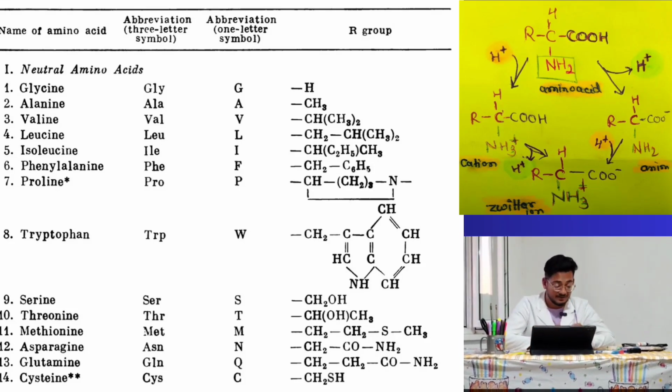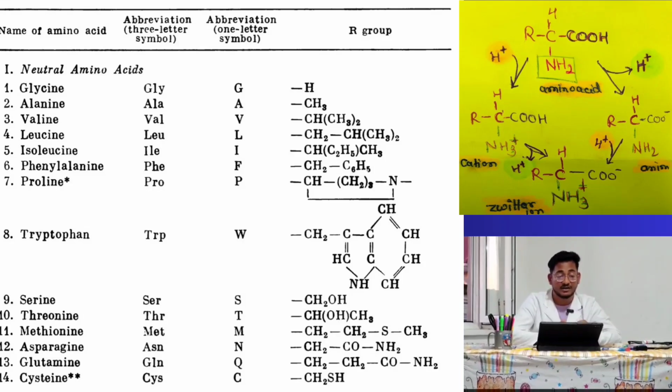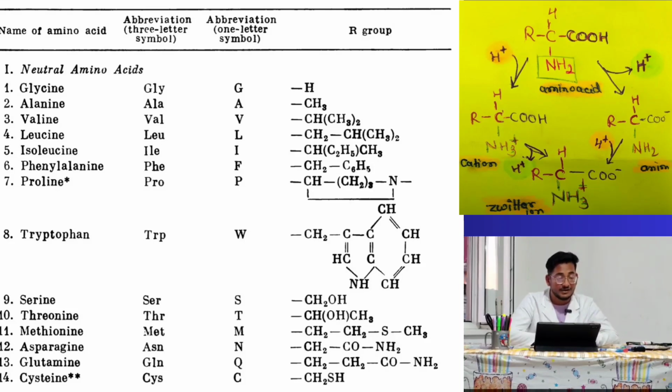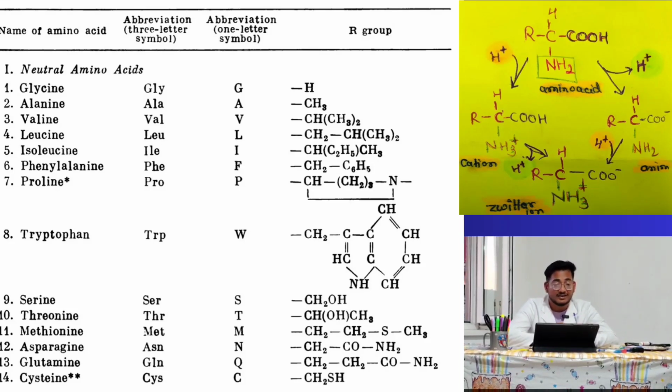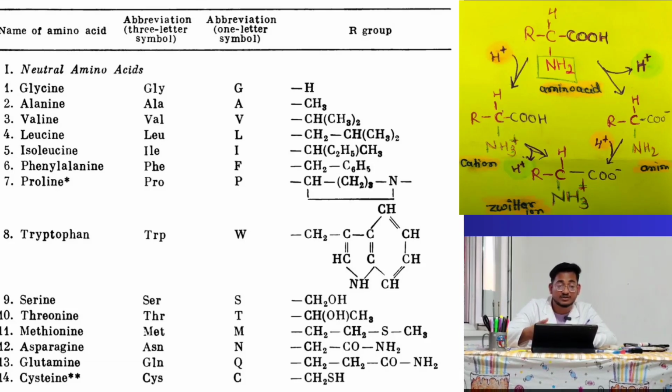These all are our neutral amino acids, and we can represent them respectively: glycine as GLY, alanine as ALA, valine as VAL, leucine as LEU. These all are the symbols. I will show you on the screen, where you can see all the amino acids and their symbols.